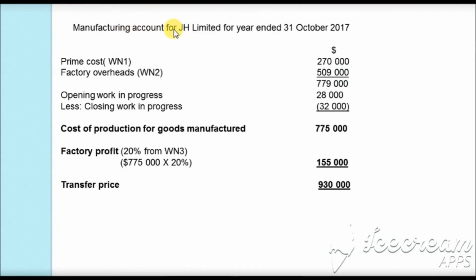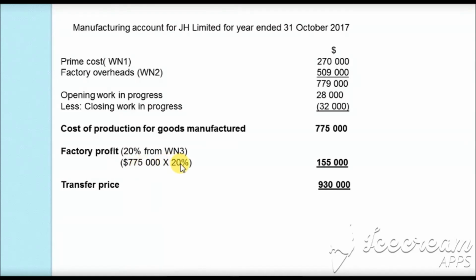Now let's make the manufacturing account for JH Limited for the year ended 31st October 2017. We'll start with the prime cost, which was calculated in the first working notes. Then to this we will add the factory overheads, which was calculated in the second working notes. Then to this we will add the opening work in progress, from where we subtract the closing work in progress. We'll get the cost of production for the goods manufactured as $775,000. Then we have calculated the markup for factory profit in the third working notes as 20%. So we'll take the cost of production, which is $735,000.